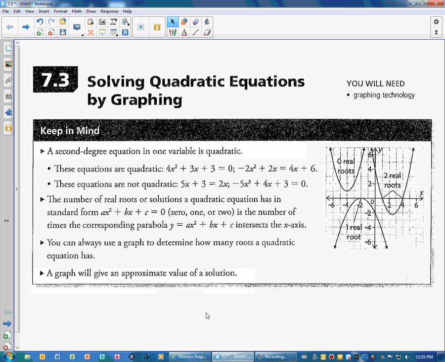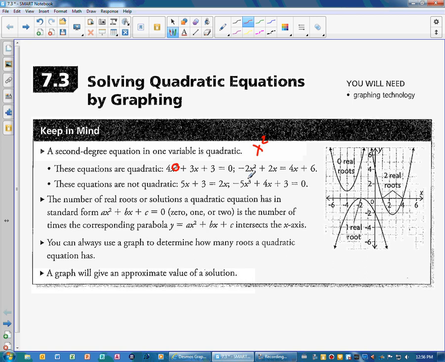Okay, so it says keep in mind that a second degree equation in one variable is quadratic. Do you remember what second degree means? Hopefully you remember it means that the highest exponent in the equation is an x squared, okay? Now it says these equations are quadratic: 4x squared plus 3x plus 3 equals 0. That's the first one. Here's my highest exponent. It's a 2, so that's why it's quadratic.